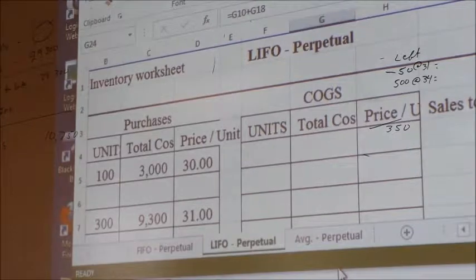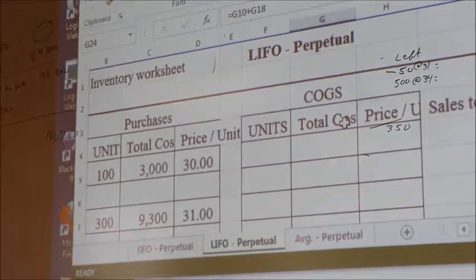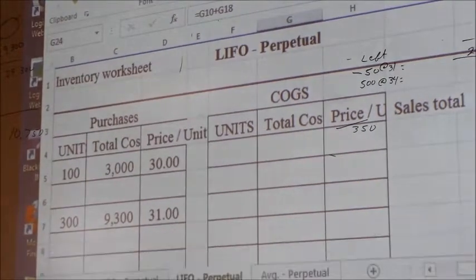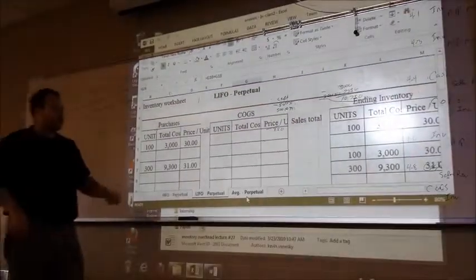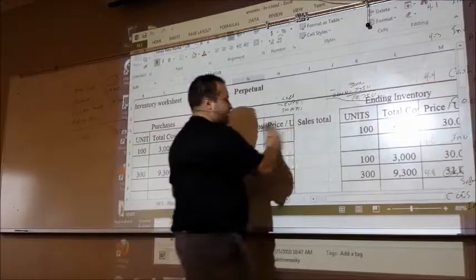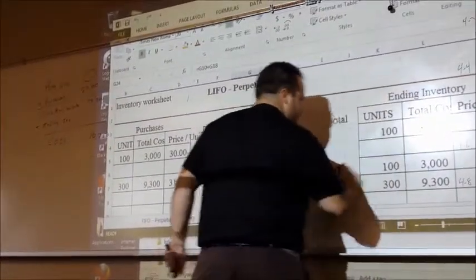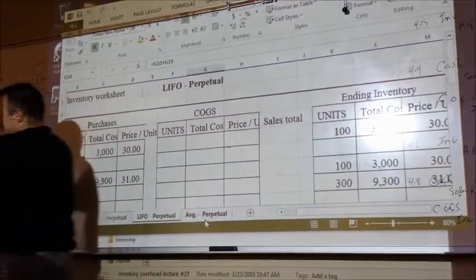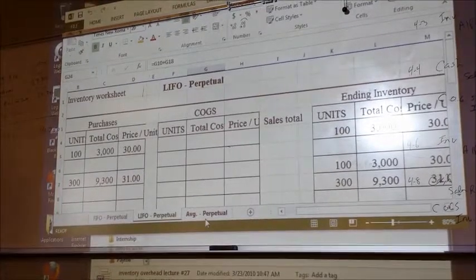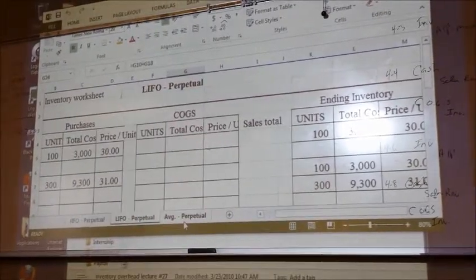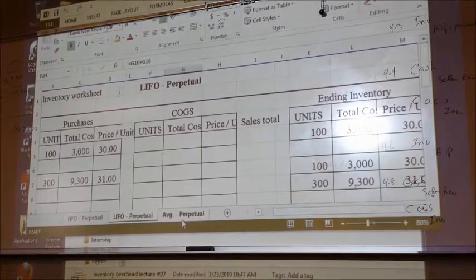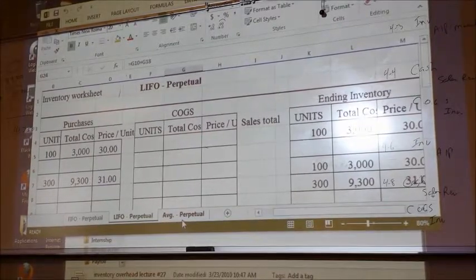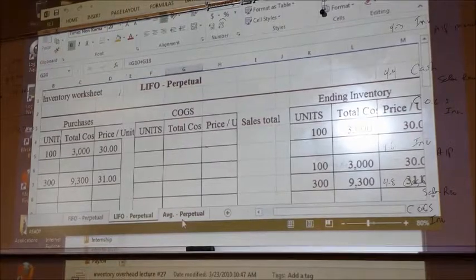You can either start a new sheet, or if you have room and you've only used about half of your sheet, then just draw a line and start the second half using LIFO. Either way, doesn't matter. LIFO isn't that much different than FIFO. In fact, it starts out exactly the same with my first two purchases.